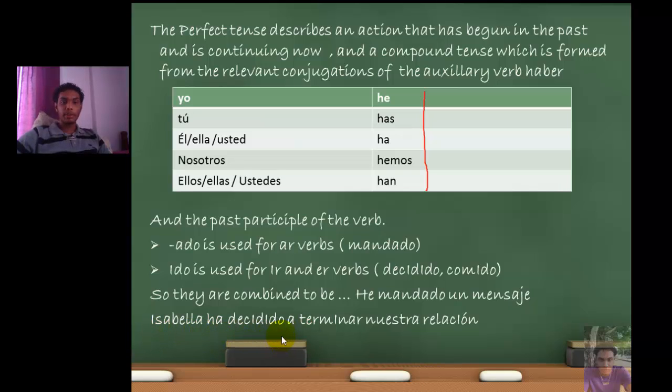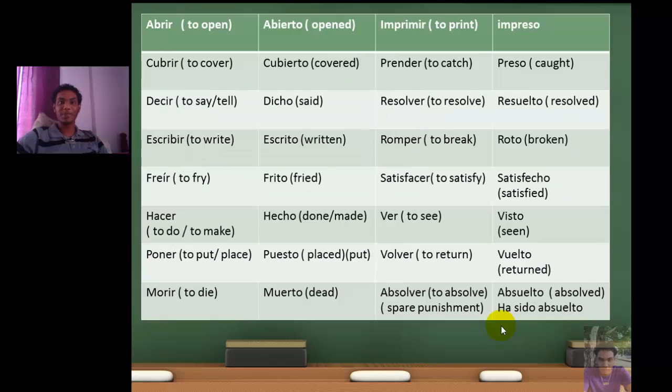Okay, good example. Isabela ha decidido terminar nuestra relación. Isabella has decided to end our relationship. I guess she didn't want to be with me or something.